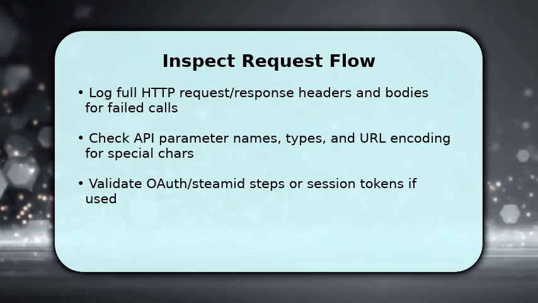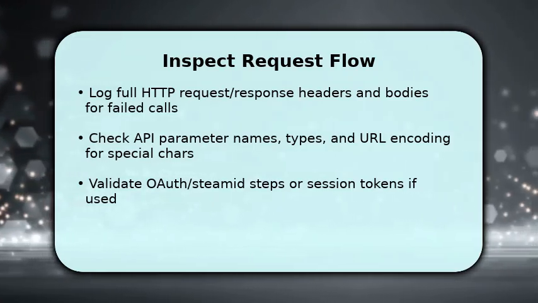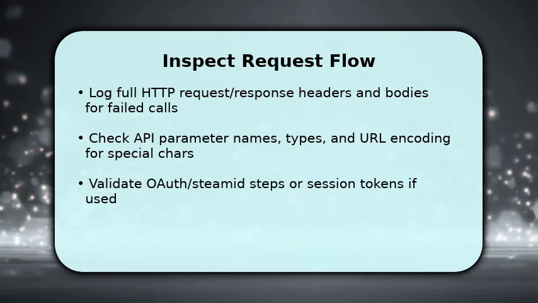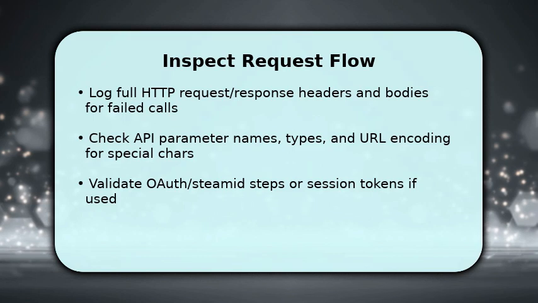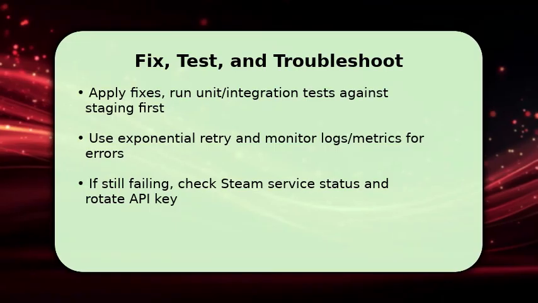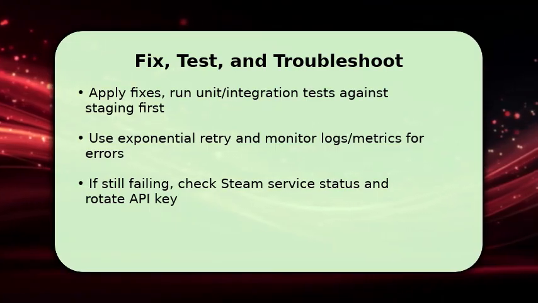If you use OAuth, session tokens, or signed requests, verify token freshness and signature generation. If rate limits appear, back off and record the Retry-After header. Finish by applying code or config fixes and running tests against a staging environment before touching production.